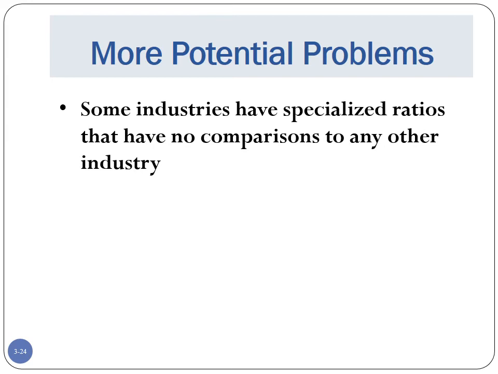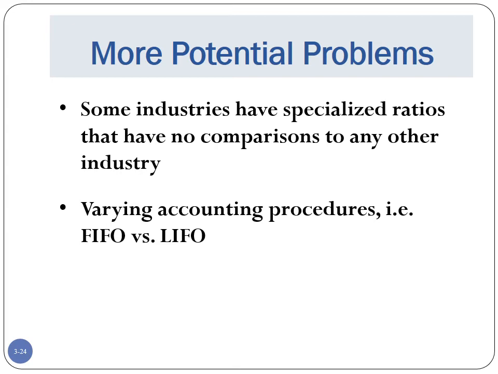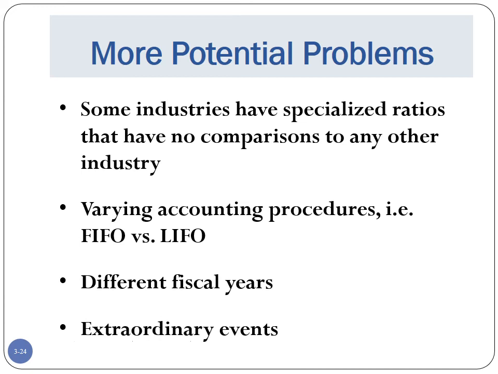Some industries have specialized ratios that have no comparisons to any other industry. There are also varying accounting procedures, first in, first out versus last in, first out for managing inventory, that kind of thing. There are different fiscal years, and so how are we comparing, especially when we do inter-industry comparisons? How are we looking at the same year? Are we looking at past years? Do half the firms' ratios reflect the current year and half reflect the past year? It's a very difficult situation. And what about extraordinary events? These ratios really don't capture whether or not extraordinary events have affected the financial status of an organization.